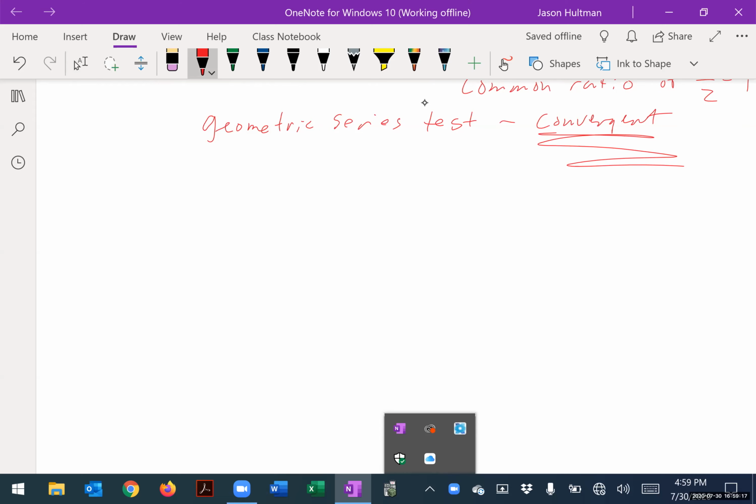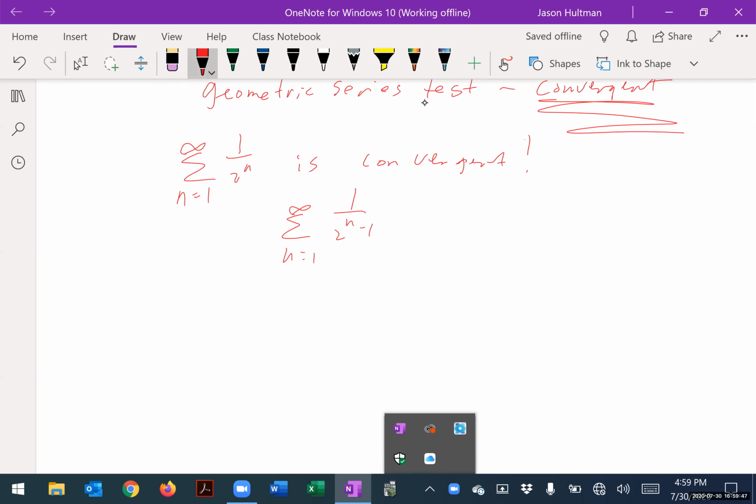So anyway, we know that this is convergent. Okay, so that's a starting place at least. N equals 1 to infinity of 1 over 2 to the n is convergent. Great, we have something that's convergent. And we want to know n equals 1 to infinity of 1 over 2 to the n minus 1, right? So let's try the basic comparison test. Let's say that a sub n is equal to 1 over 2 to the n minus 1, and b sub n, which we know is convergent, is 1 over 2 to the n.